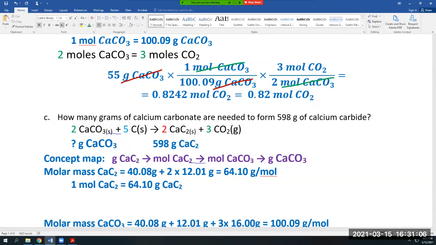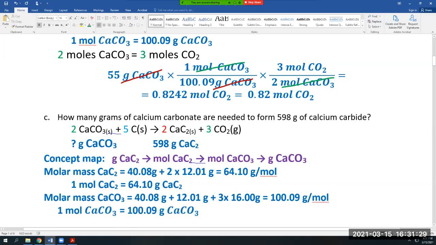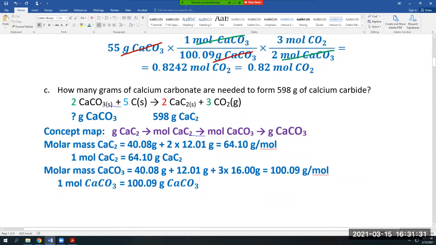I actually have calculated the molar mass of calcium carbonate first. So sorry about that. So the molar mass of calcium carbonate is 1 times the molar mass of calcium plus 1 times the molar mass of carbon plus 3 times the molar mass of oxygen. And we already know it's 100.09. And of course, mathematically, it looks like this. So let's get the next thing here.